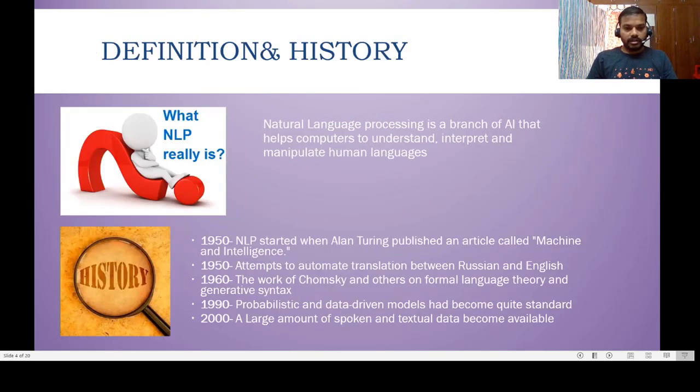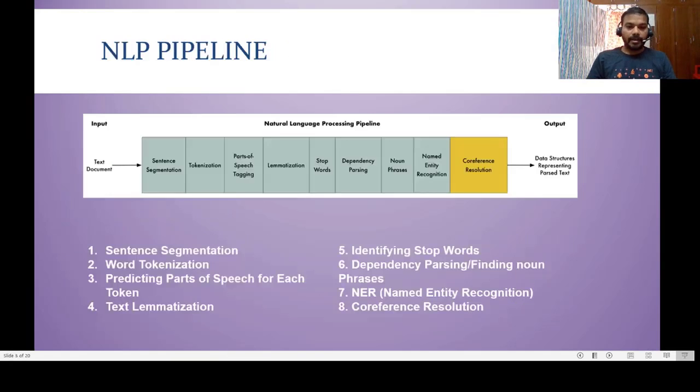So this is the definition and history. Natural language processing is a branch of AI that helps computers to understand, interpret and manipulate human languages. It started in 1950 itself. After that, it evolved slowly. And after 2000, with the power of supercomputers, we are now using a lot of NLP techniques.